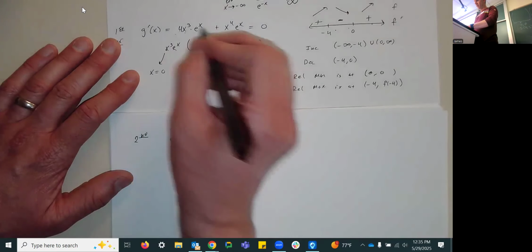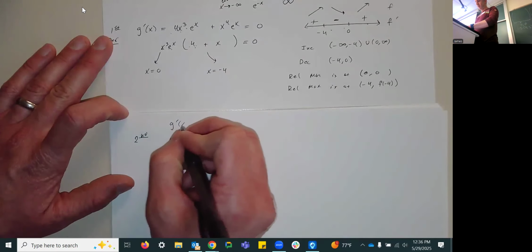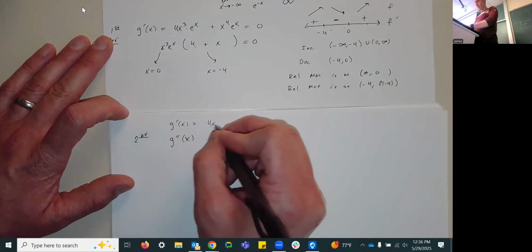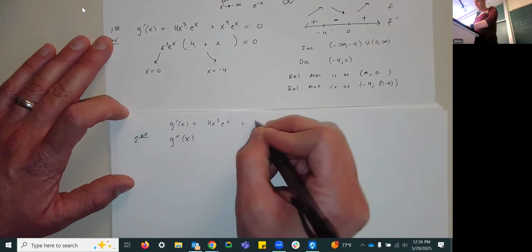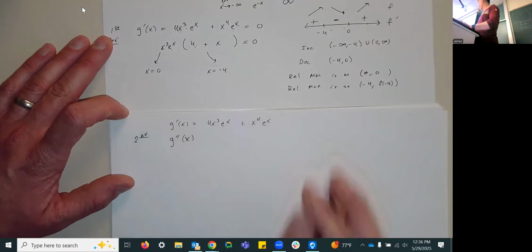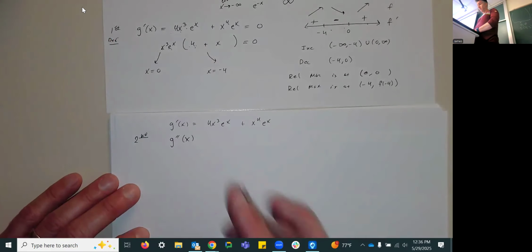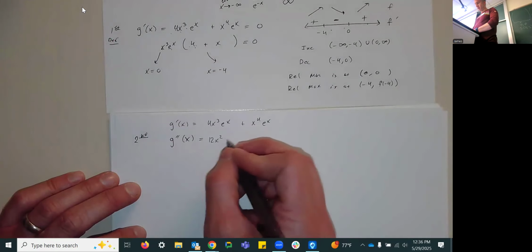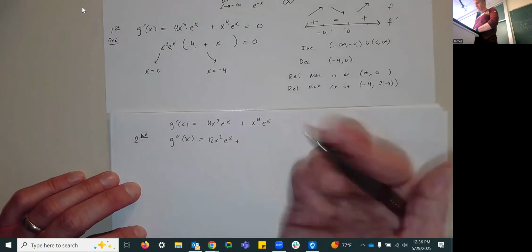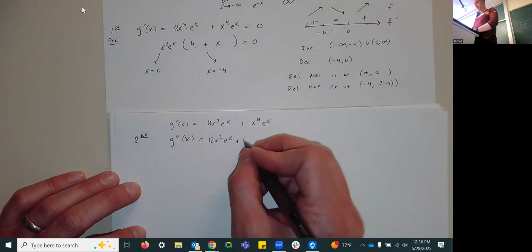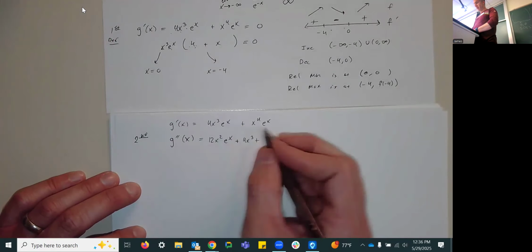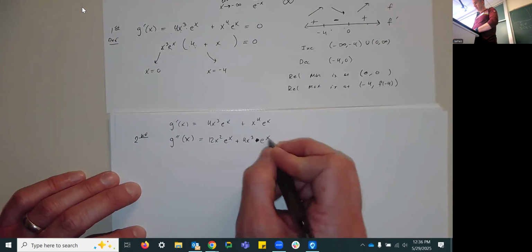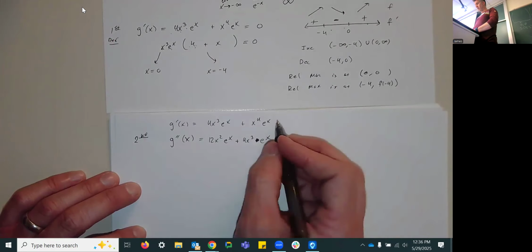So for each of these pieces, let me just write g prime here. For the 4x cubed times e to the x and the x to the fourth times e to the x, we're going to have to use the product rule for each of those. So for this first part, the derivative of 4x cubed is 12x squared times e to the x, plus you switch it, leave the 4x cubed alone, multiply by the derivative of e to the x, which is e to the x. Plus, now we do it for over here.